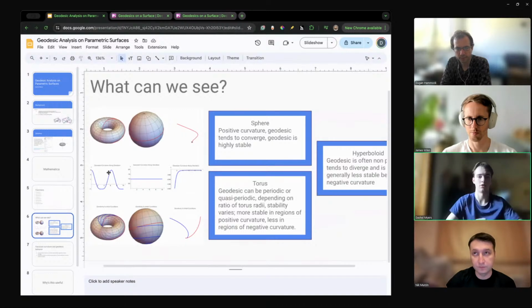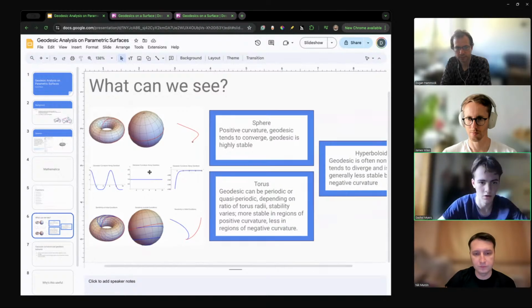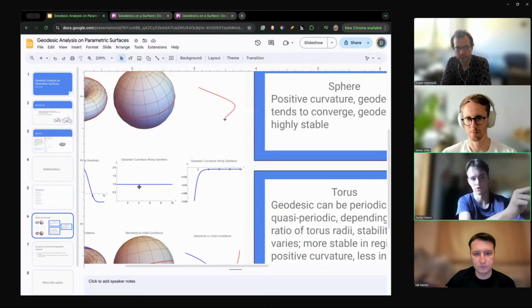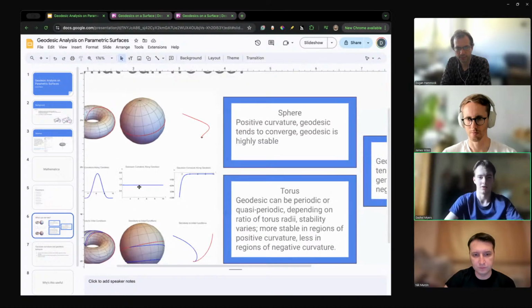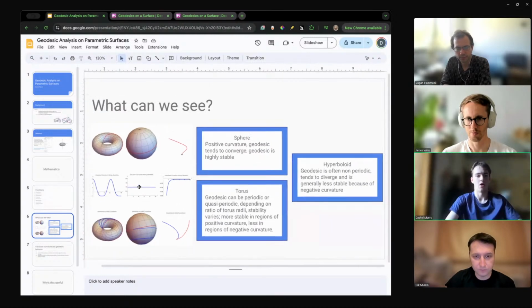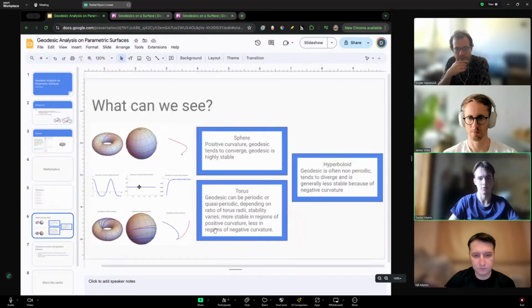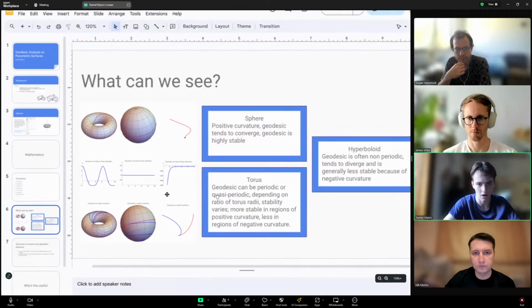Yeah, and then it's also showing the Gaussian curvature of it. So the sphere, it's very stable. As you can see, the Gaussian curvature is just sort of a straight line, one. Oh, wait, let me zoom out a little bit. Yeah, it tends to converge. The hyperboloid, that's on this.